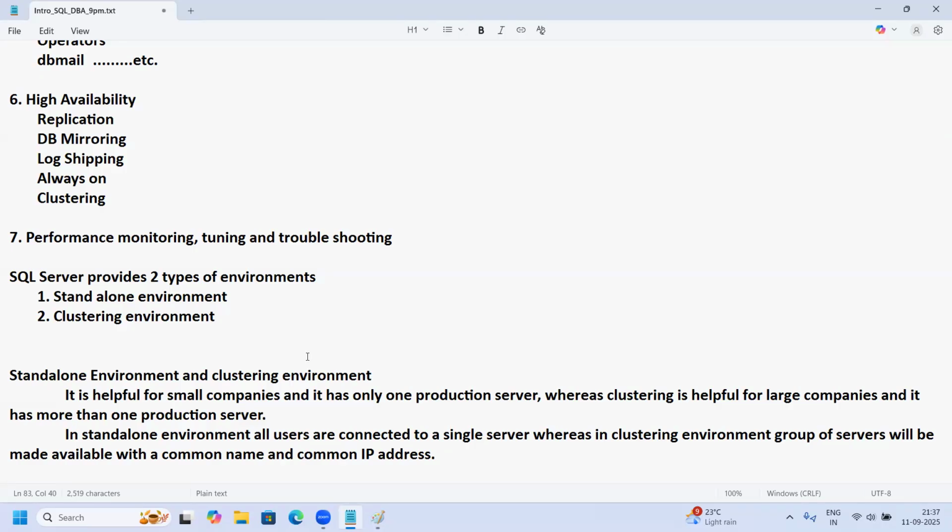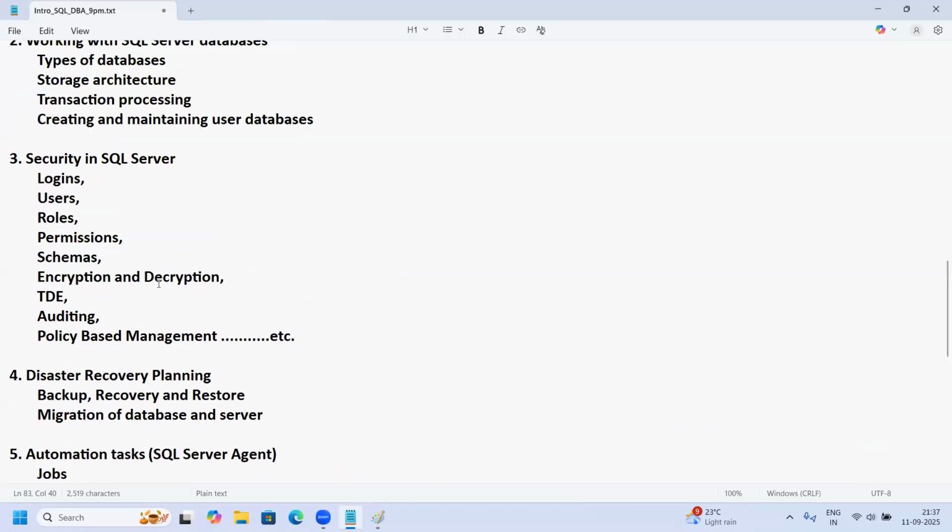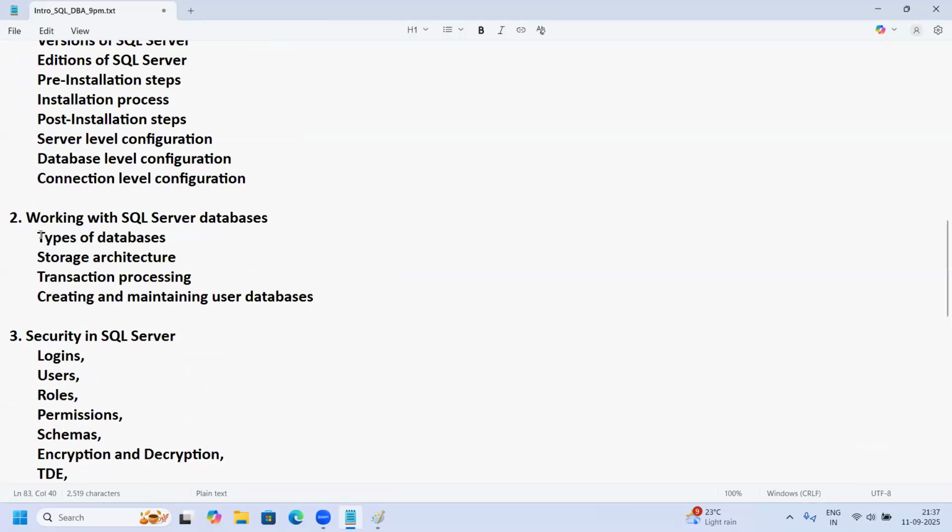Actually, yesterday, did you attend the session, or is this your first session? Yeah, it's the first. Yesterday, when I was talking about the roles of a DBA, I mentioned working with SQL Server databases and storage architecture. That is a basic point.